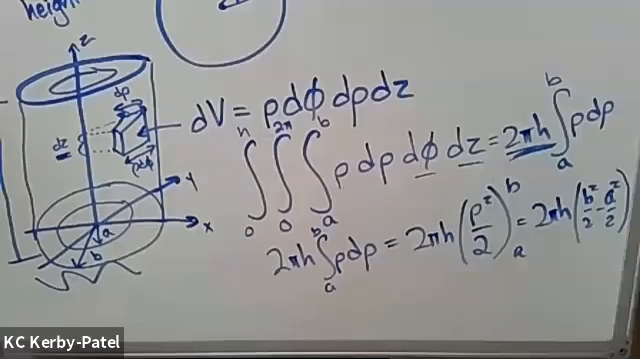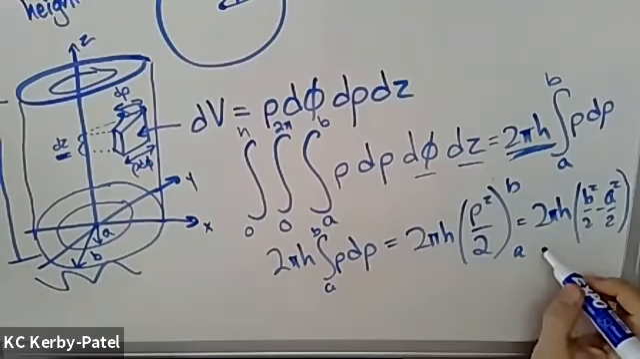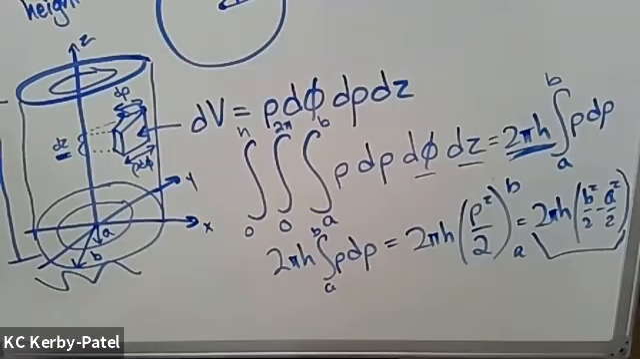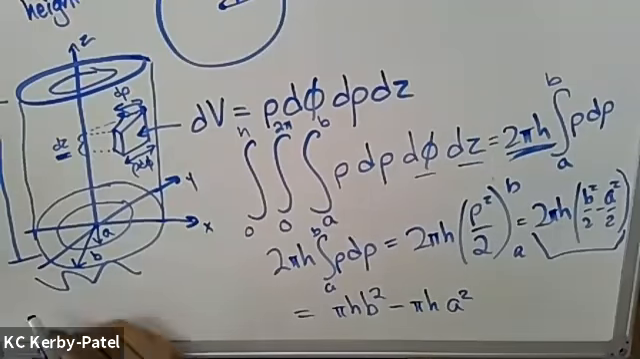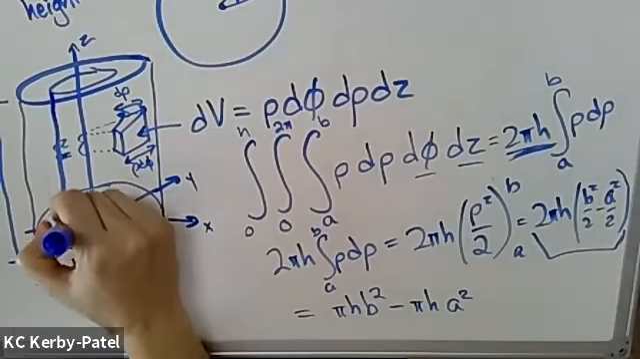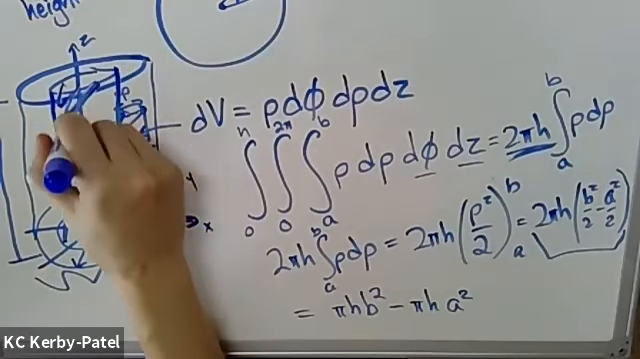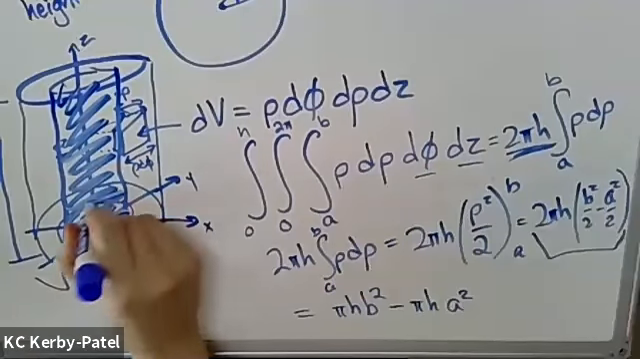And like I said before, this is mathematically meaningful, but a little bit less physically meaningful. If you multiply it out, you can see that that is actually pi h b squared minus pi h a squared, which is the volume of a cylinder of radius b minus the volume of a cylinder of radius a. So it's like if we took the cylinder that's on the outside and then we just subtracted this inner cylinder to get just the shell.